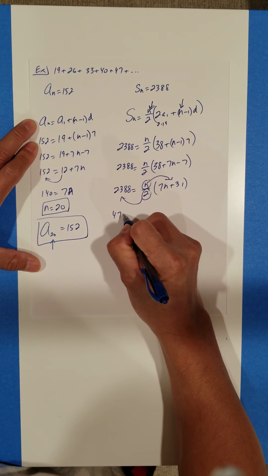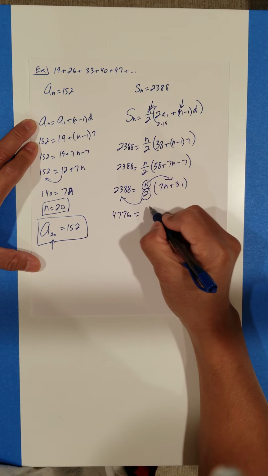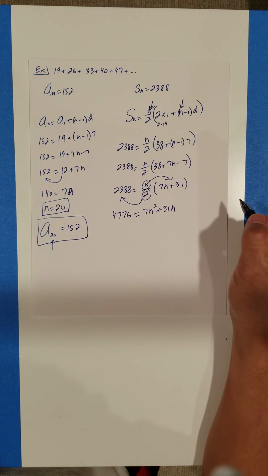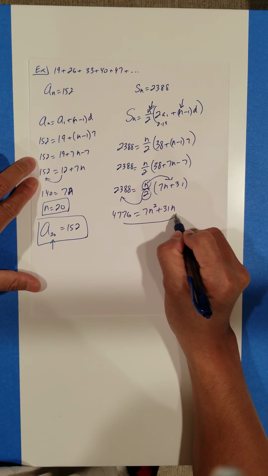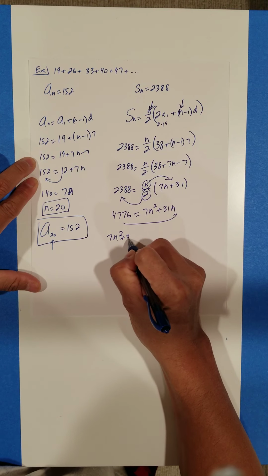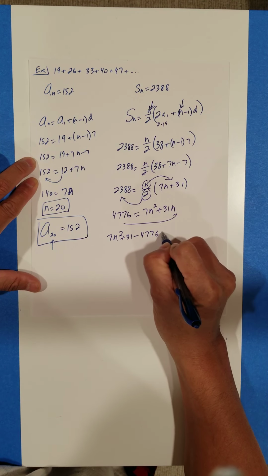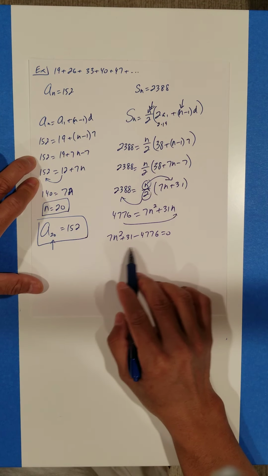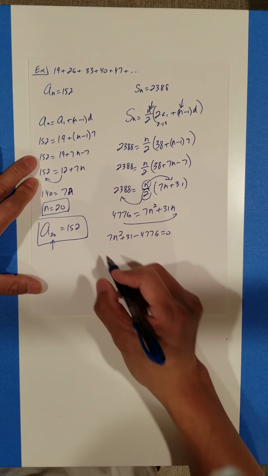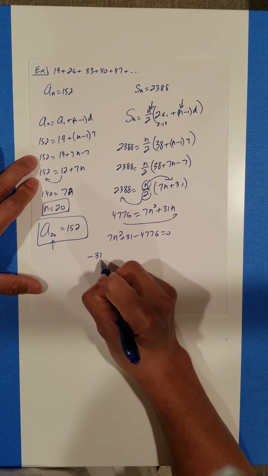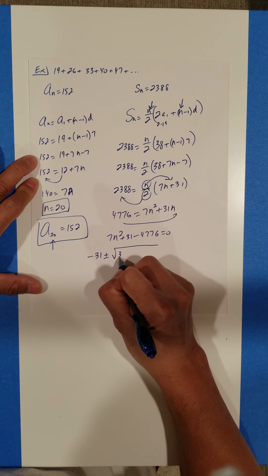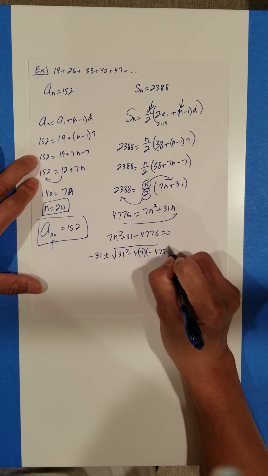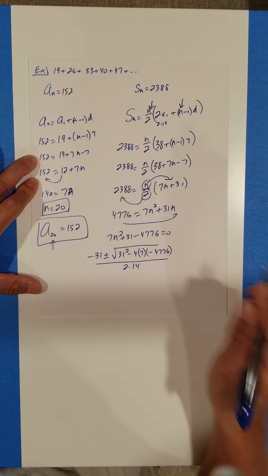So 4,776 equals 7n squared plus 31n. Now we're going to bring this over: 7n squared plus 31n minus 4,776 equals 0. You can try factoring this, but that might be challenging because the numbers are a little big. So just do the quadratic formula. Opposite of b, negative 31, plus or minus the square root of 31 squared minus 4 times a times negative 4,776, all over 2 times 7, which is 14.